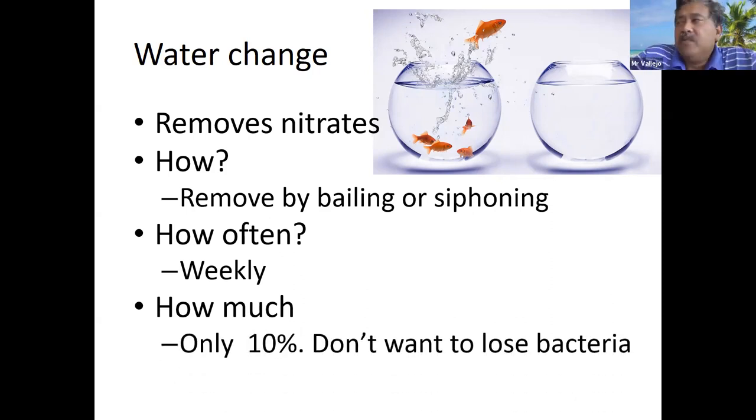Because if you change all your water because it looks too dirty, you're going to kill all your bacteria and then your fish will die. So only change about 10% of the water each time. For us, because we have a 10-gallon tank, that's just about a gallon. So every week you change a gallon of water.